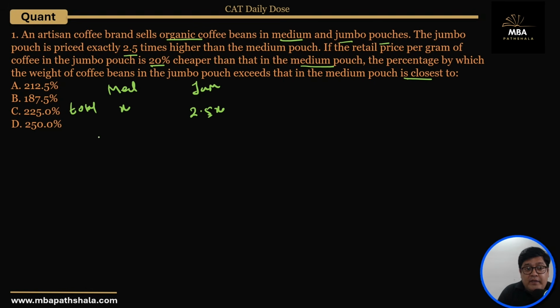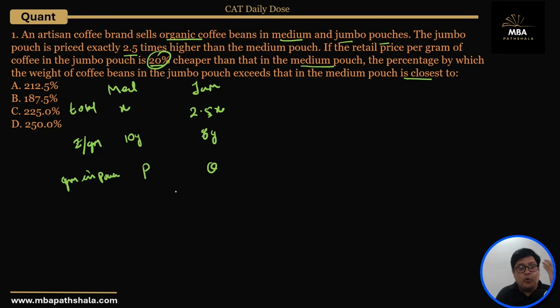Now, if the retail price, because I'm dealing with 20%, if I assume 10 rupees per gram, then this must be 8 rupees. We can assume in this manner. I could have taken 10y and 8y. It's perfectly fine. Let me take it as 10y and 8y to avoid confusion. Now, if I imagine the number of grams in a pouch, let us say this is P and this is Q.